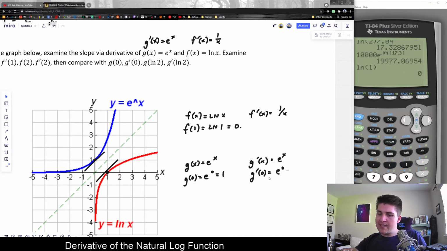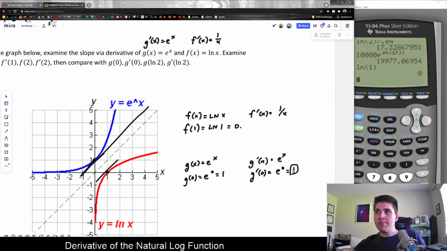That would be the same exact thing. e to the 0 is 1. And basically what we'd have is the slope at the y-intercept of e to the x is 1. And actually, if you look at it, notice that seems approximately correct, because if we were to draw a straight line with slope of 1, it would rise over run of 1, and it appears to be the proper tangent line slope at that point.